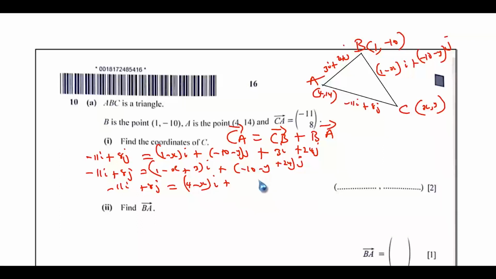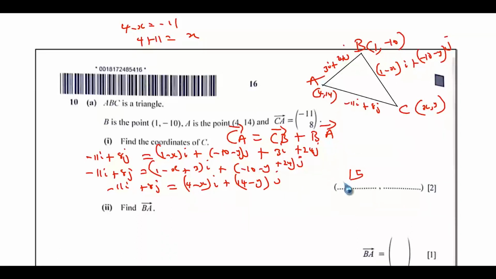So you have 14 minus y, okay, 14 minus y into j. So by comparison, if you compare the vectors, you see that 4 minus x equals negative 11. So I can solve here: 4 minus x equals negative 11. Then if you collect like terms, you see that 4 plus 11 equals x. So that implies that x equals 15.